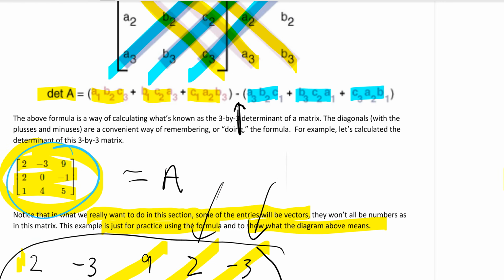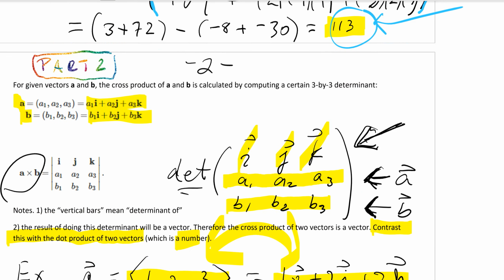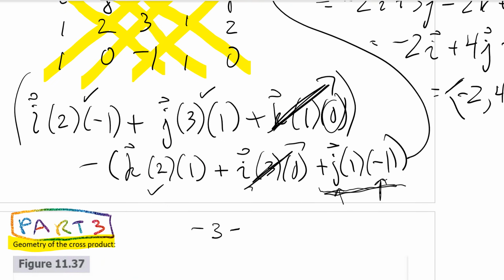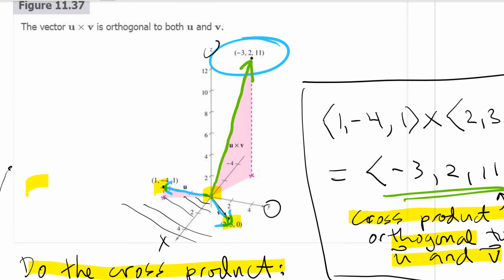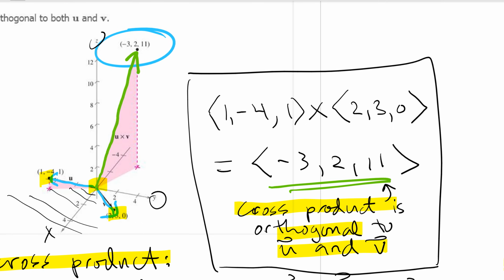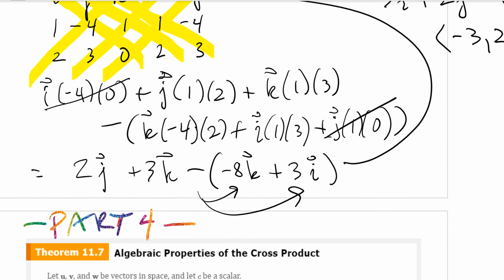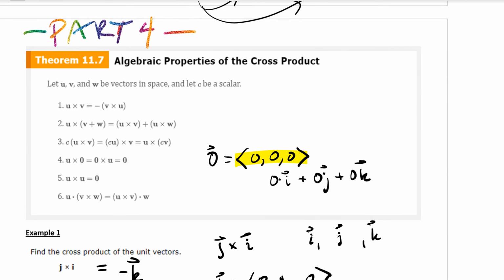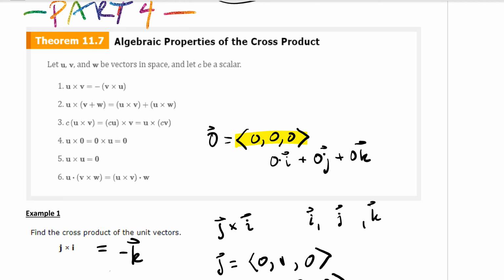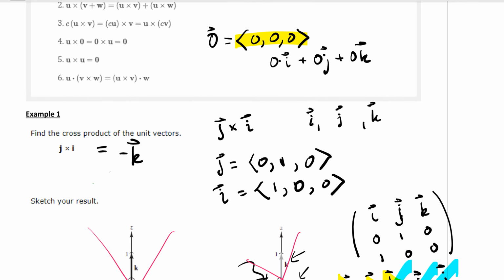In the previous parts, we did some examples of that. We talked about the geometry, that the cross product of two vectors is orthogonal to each. And we talked about some algebraic properties of the cross product. These are going to be useful to us in this part. Not 100% necessary, but they will save us some work, so they're worthwhile.